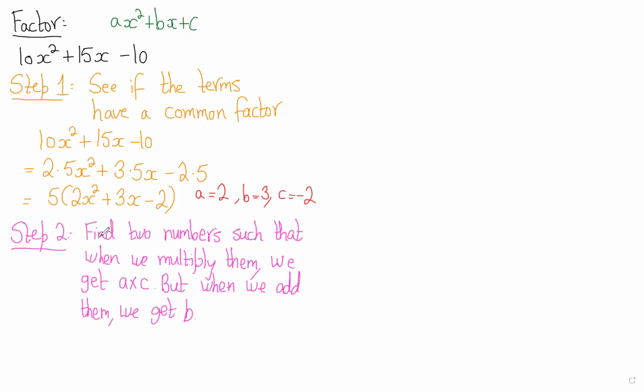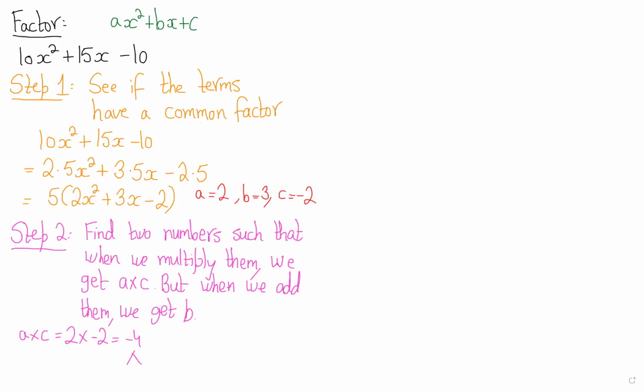So what does step 2 say? Step 2 says find two numbers such that when we multiply them, we get A times C, but when we add them, we get B, right? Okay, so let's first of all multiply A with C. And let me use pink again here. So when you multiply A with C, what do we get? We get 2 times -2, which is equal to -4, right? So now our job is to find factors of the number -4 such that when we add them, we get +3, which is B. So we should get B when we add those two factors.